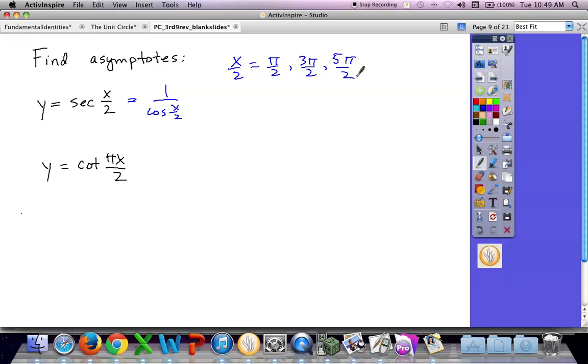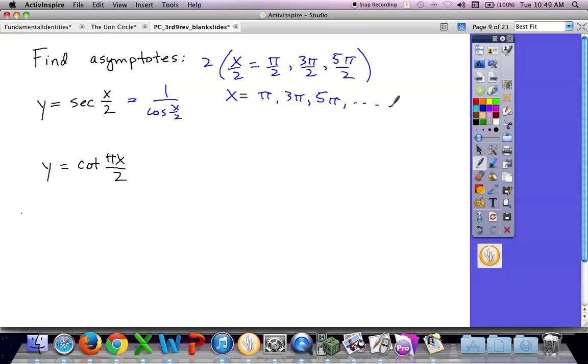Multiply by 2, right? So if I multiply everything by 2, then I get x equals pi, 3 pi, 5 pi, etc. Right? It's periodic, so it repeats itself. Right? How about a cotangent?